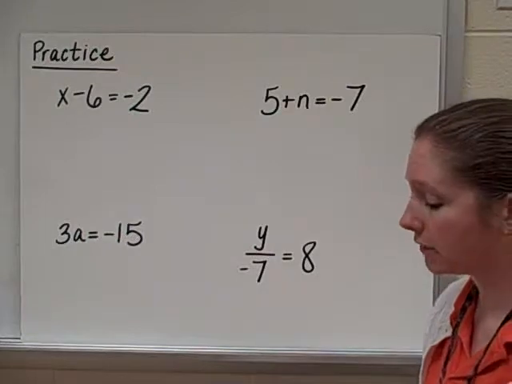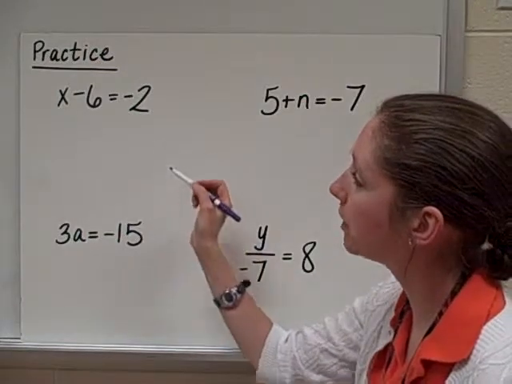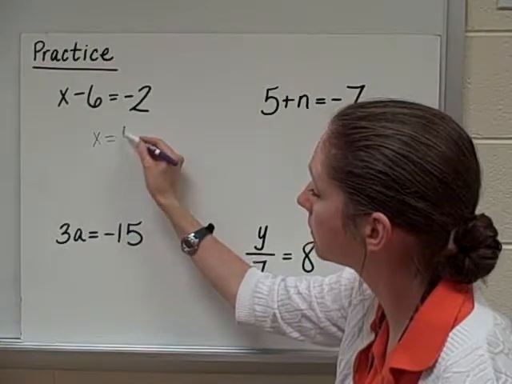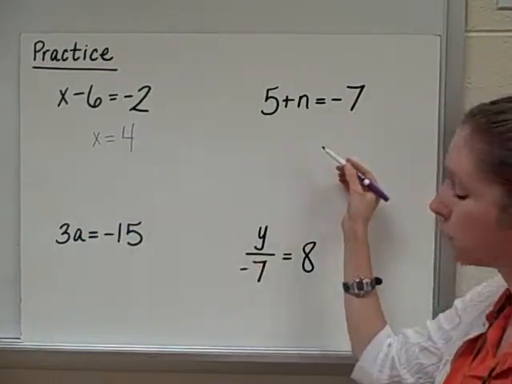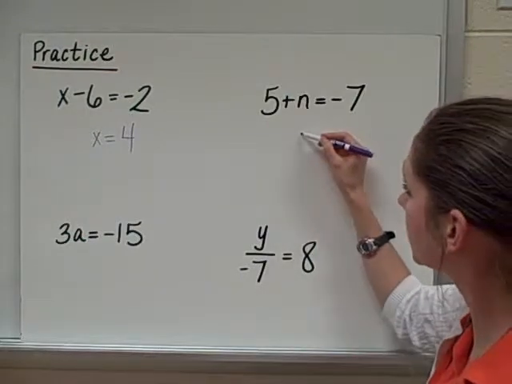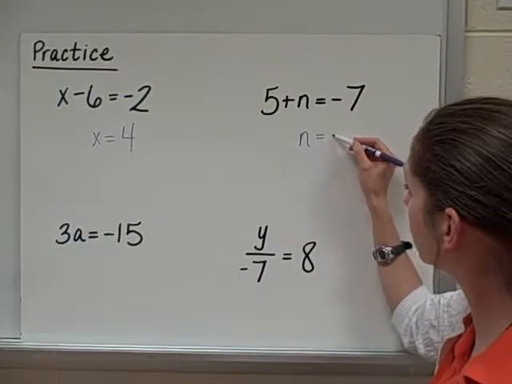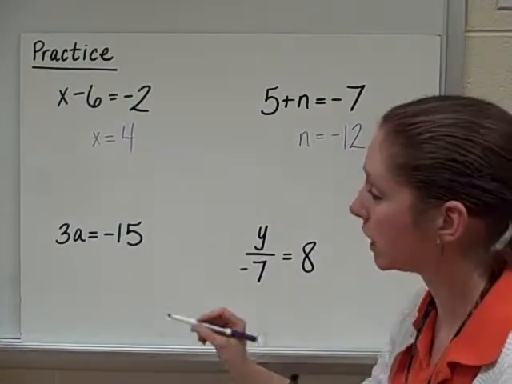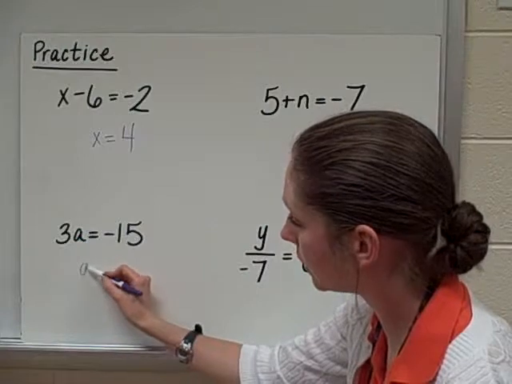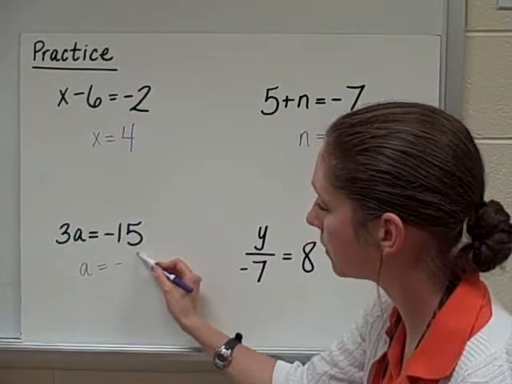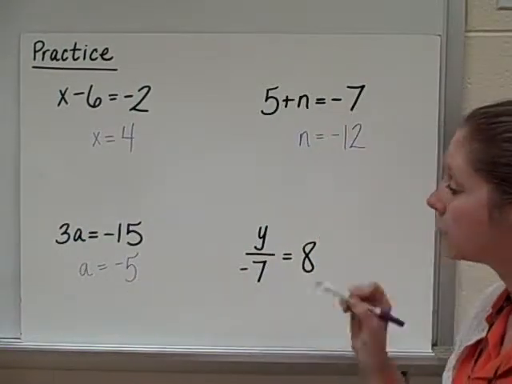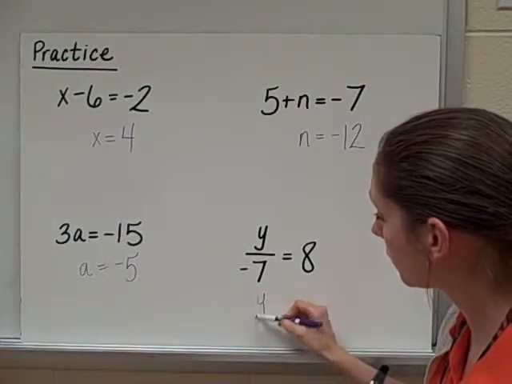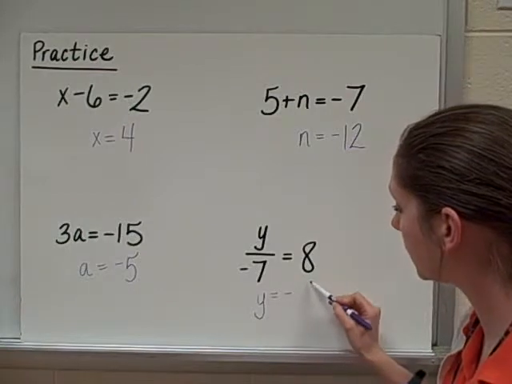Okay, check your work and see if you got these correct. On the first one, I would add 6 to both sides, and x would be equal to 4. On this one, I would subtract 5 on both sides, and n is equal to -12. On this one, I would divide by 3 on both sides, and a is going to be equal to -5. And on this one, I would multiply both sides by -7, and y is going to be equal to -56.